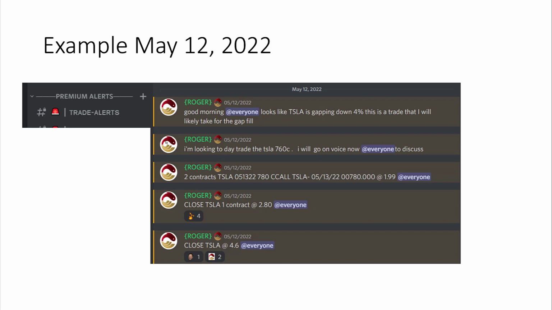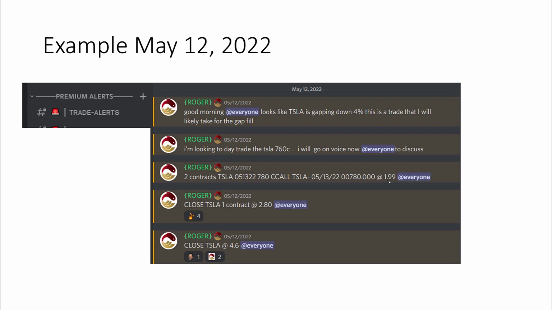Then I proceeded to talk about which strike price I was going to get. And then I went on voice to talk about the 760. And I think the 760 calls were trading at like $7 or $8. And then when they opened up on that day, we picked up 2 contracts, and the premiums dropped from like $6 or $7 down to $1.99, and it actually dropped down a little lower, down to $1.